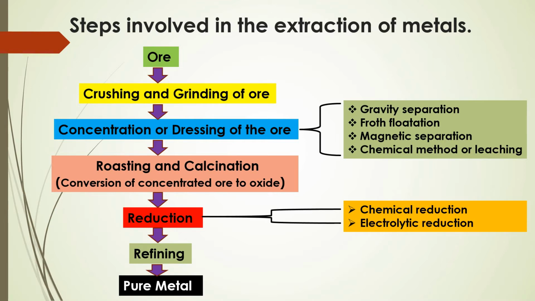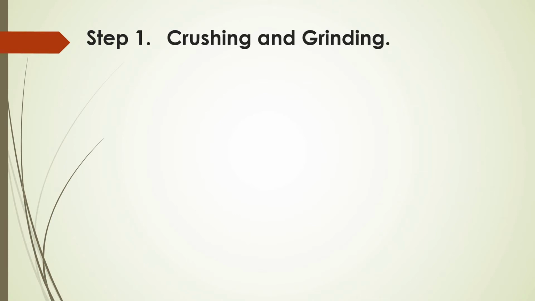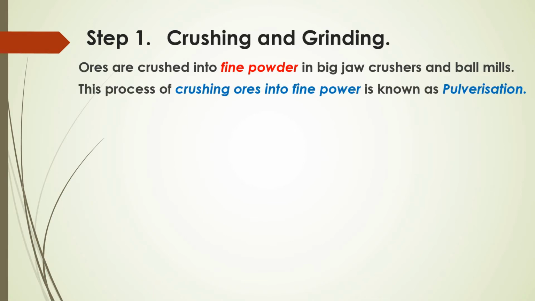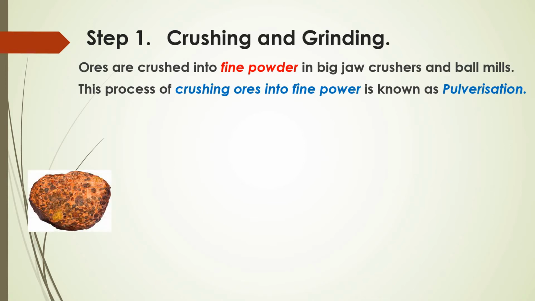In today's class we are going to discuss two stages: crushing and grinding of ore, and concentration or dressing of the ore. Other steps we will discuss in later classes. Now let us see the first step, crushing and grinding. Ores which are collected from the source are crushed into fine powder with the help of big jaw crushers or ball mills. This process of crushing ores into fine powder is also known as pulverization. So this is an example of an aluminium ore, bauxite.